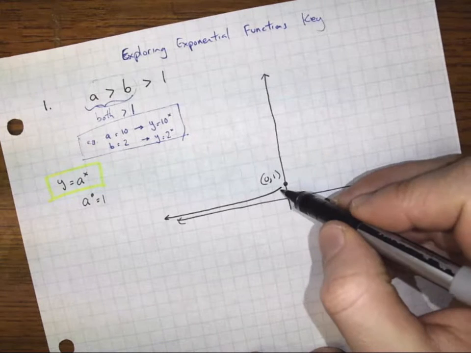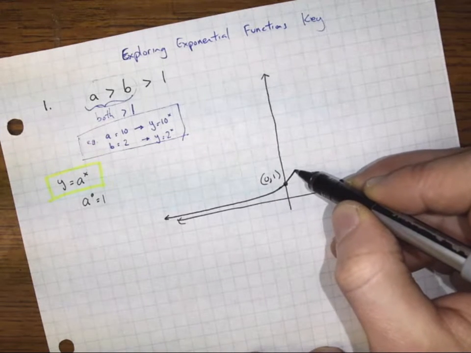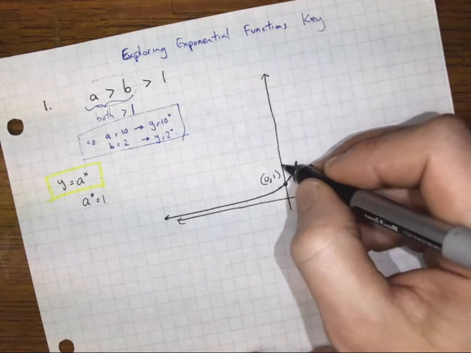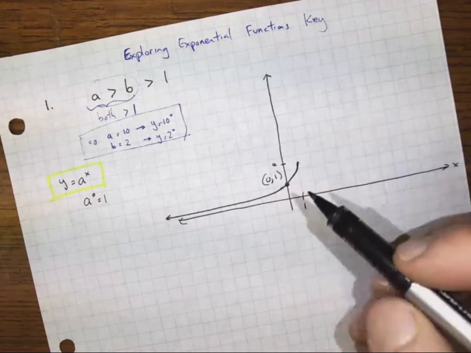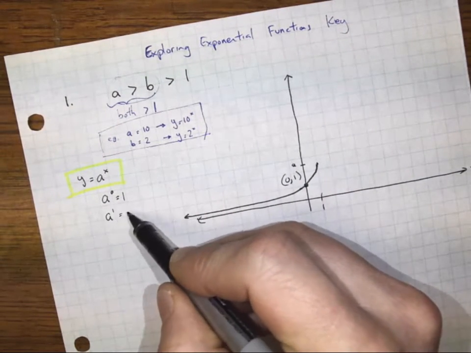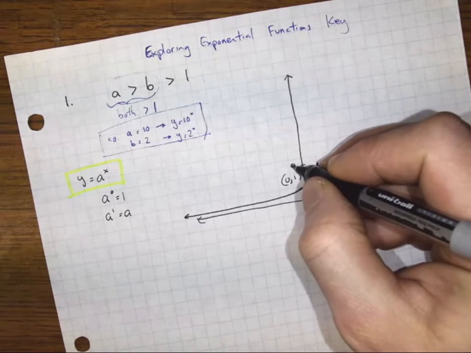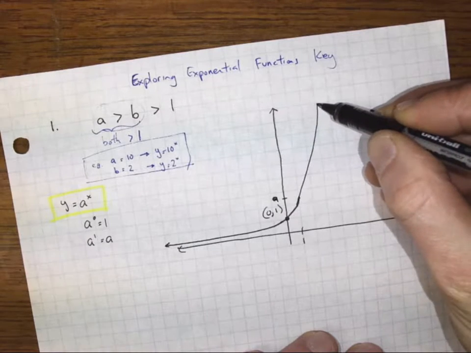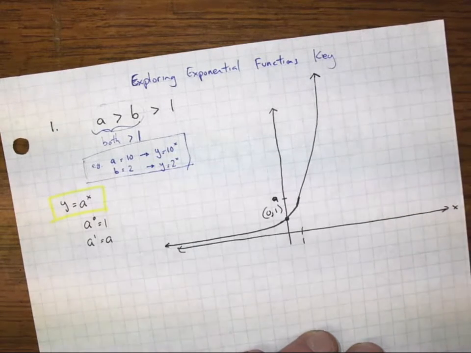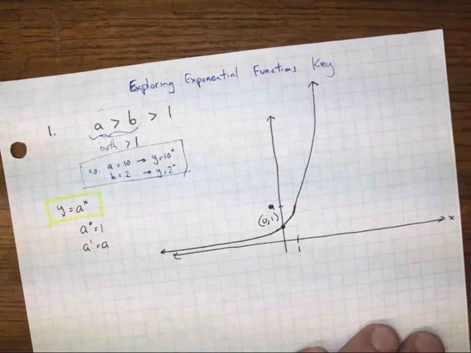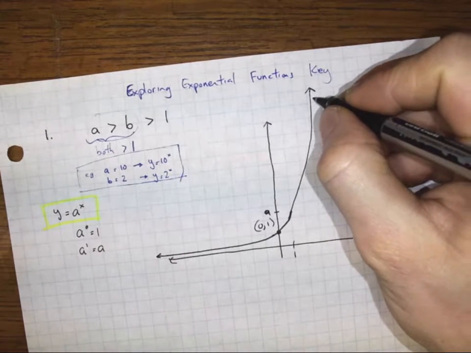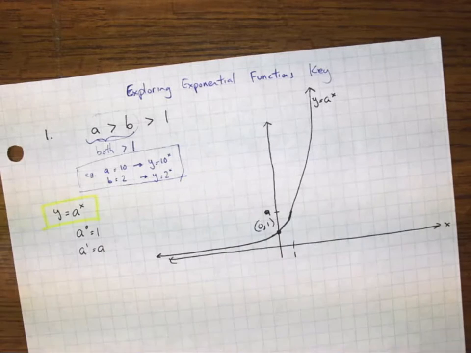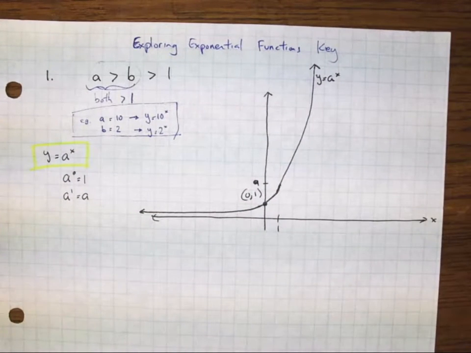I actually know one thing. I know that when x is 1, y is a, because a to the power of 1 is a. So, okay, I know that as well. But other than that, I'm not really going to be fussed with too much detail here. This is our y equals a to the power of x. And when this dries, I'll highlight it yellow. Okay.